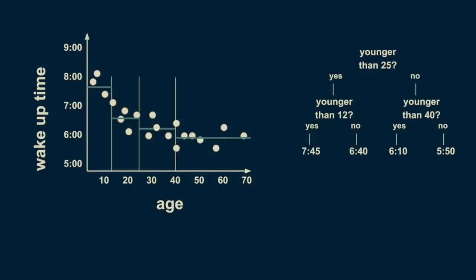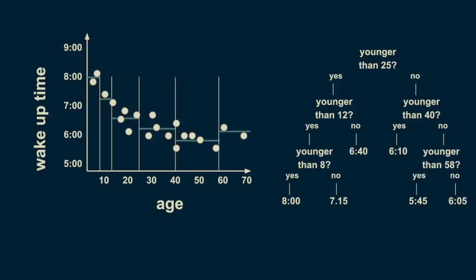There's still a lot of variation in the youngest group, so we can further subdivide it. By slicing again on age 8, we can refine the estimates to more closely fit the data. We can also subdivide the 40 to 70 group on the 58-year line. Notice that we're getting to where we only have 1 or 2 data points per leaf of our tree. This is a dangerous condition and can lead to overfitting, which we'll talk more about in a minute.